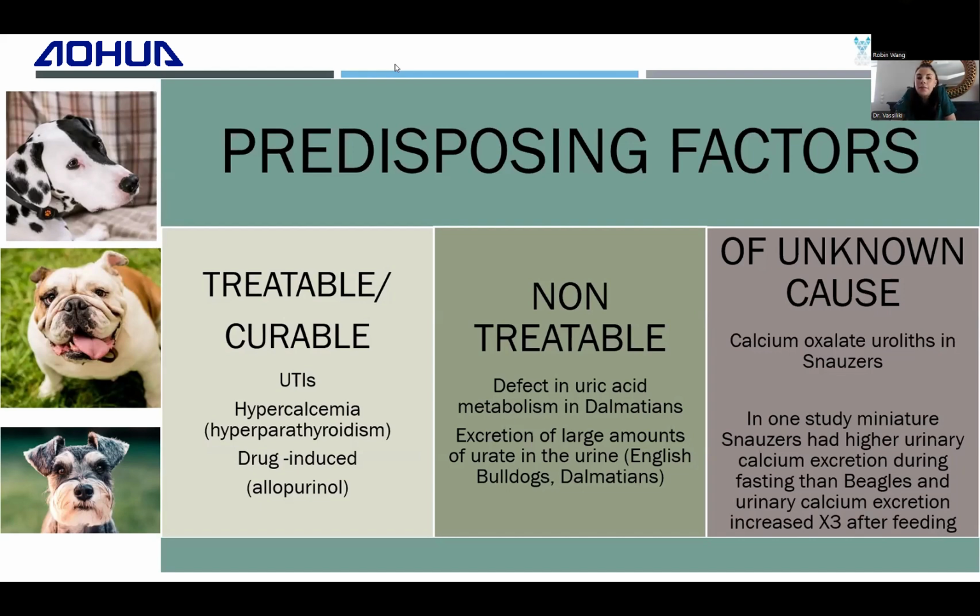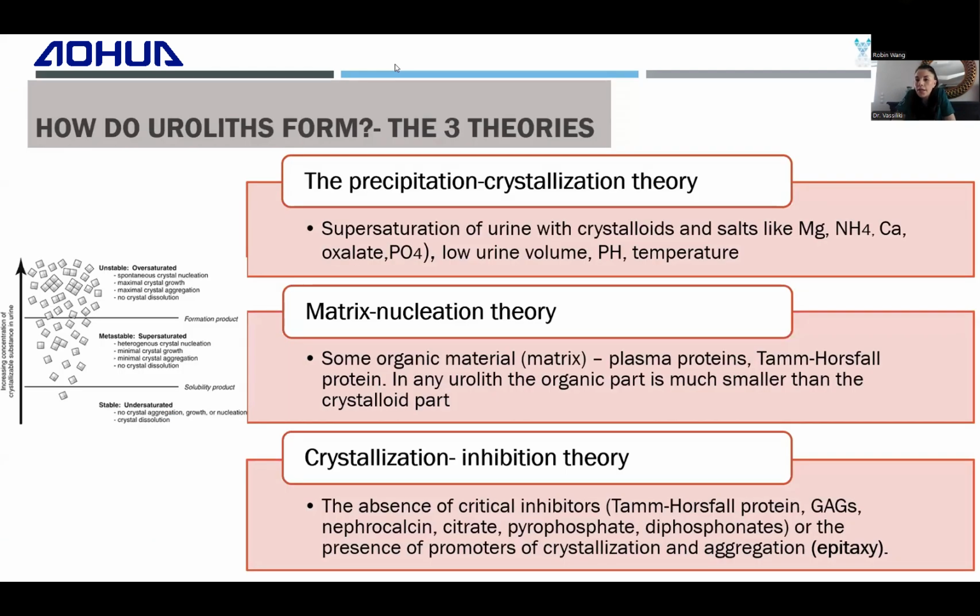And what are the three theories? What is the underlying pathology of how the uroliths are formed? So first, we have the precipitation crystallization theory. We're not going to go into pathology very much because we are an endoscopy community. But as I said, we have to know those things because endoscopy is linked very, very closely with internal medicine.